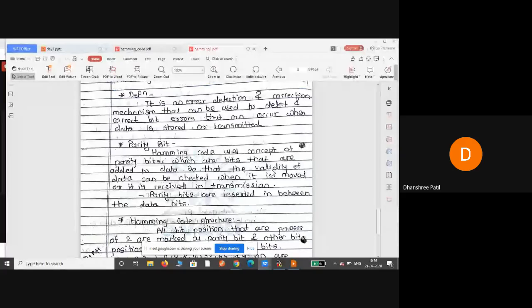Hamming code uses the concept of parity bits, which are bits that are added to data so that the validity of data can be checked when it is moved or received in the transmission. Okay. What is the purpose of the parity bit? So these are added to check validity. Validity means what? Whether your data is correct or not. So to check this, these parity bits or extra bits are added.